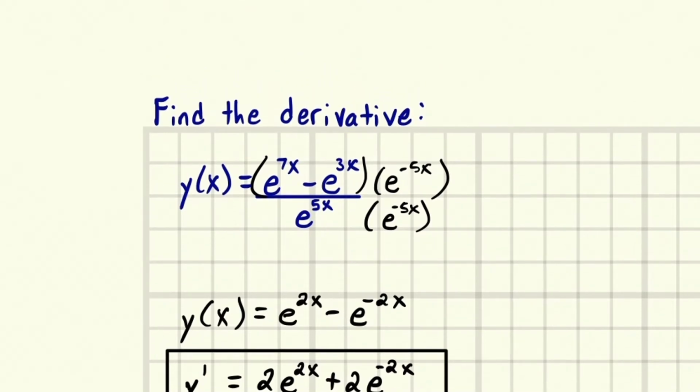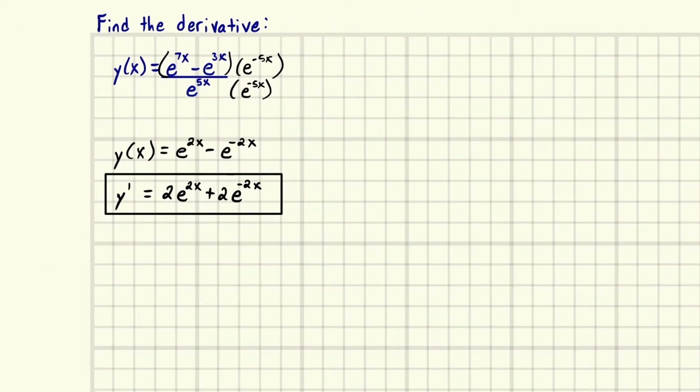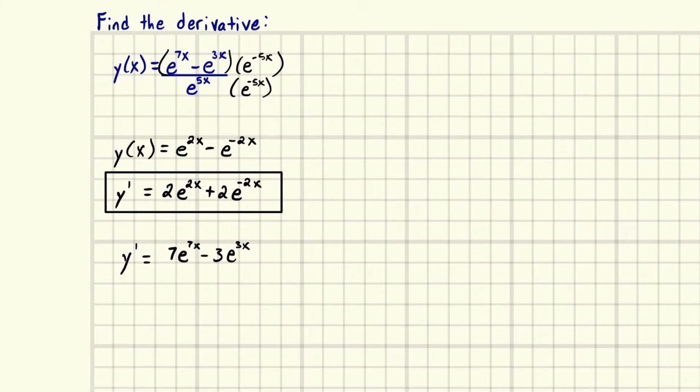But you can also confirm your answer using the quotient rule. So remember the quotient rule, I think of it as high d low minus low d high, over low low. So what that means is the derivative of the high times the low. So y prime is equal to the derivative of this top piece, which would be 7e^(7x) minus 3e^(3x). That's high d, and now we just write the low, so we're multiplying by the low, e^(5x).